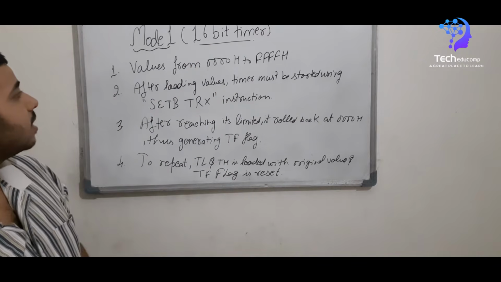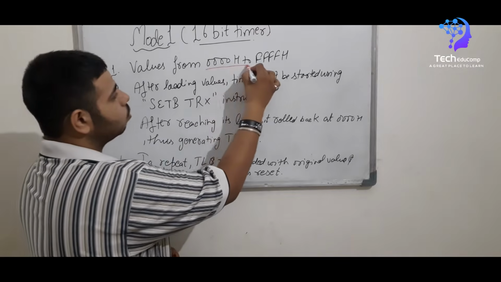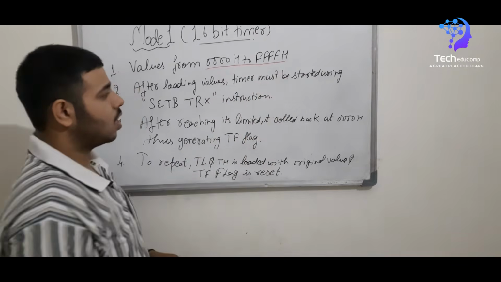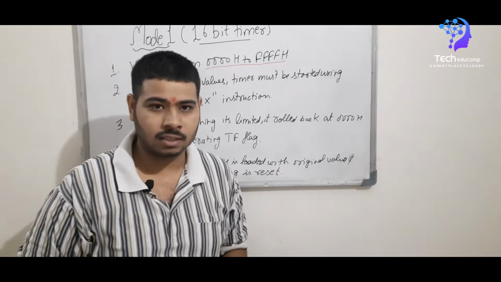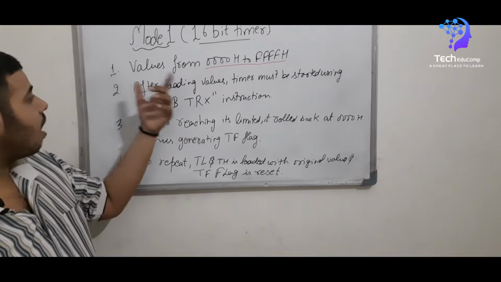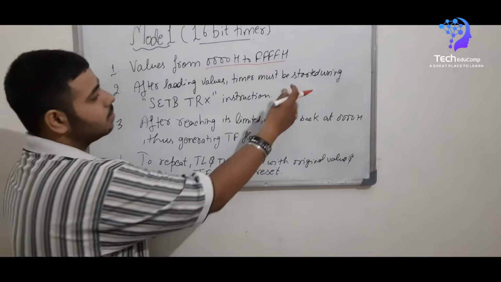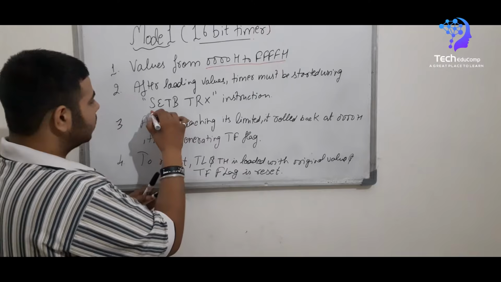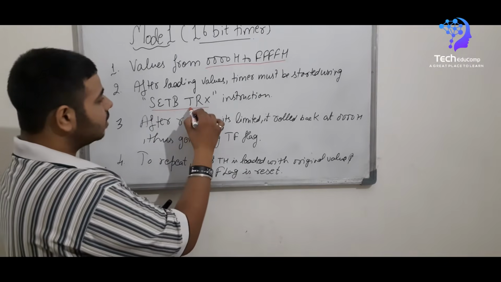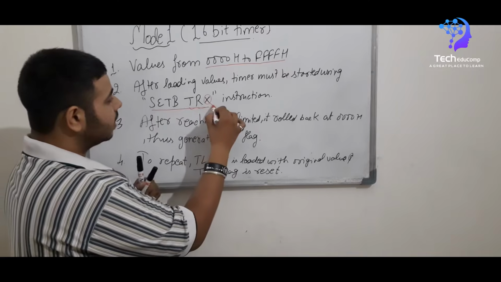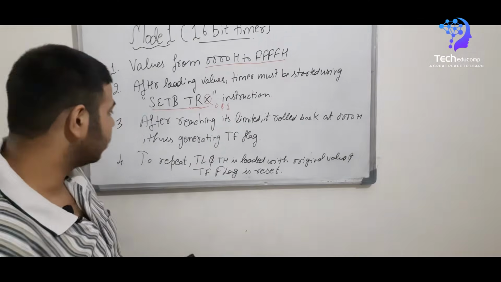Since it is a 16-bit timer, its value ranges from 0000H to FFFFH, which can be loaded in the TH and TL registers. After loading the values, the timers and counters can be started using the SETB TRX instruction. Now in the TRX instruction, this X represents 0 or 1 depending on the timer we are using.